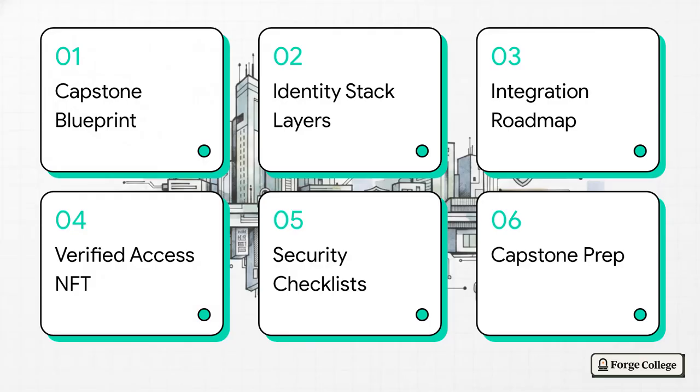Here is our exact blueprint for today. We'll start with the capstone blueprint, then break down the identity stack layers, map out a phased integration roadmap, walk through a verified access NFT scenario, cover hardening and security checklists, and finally wrap up by preparing for your capstone.